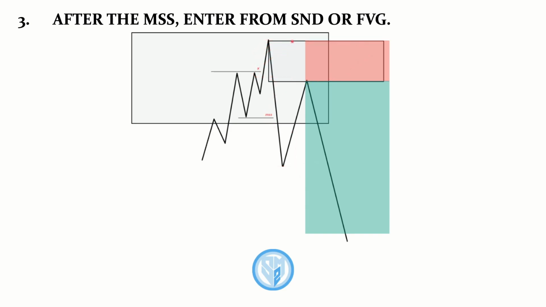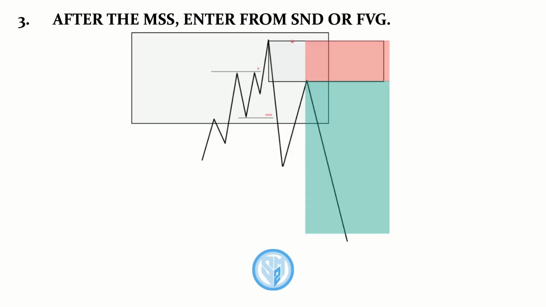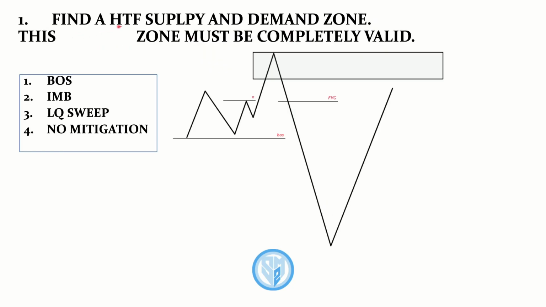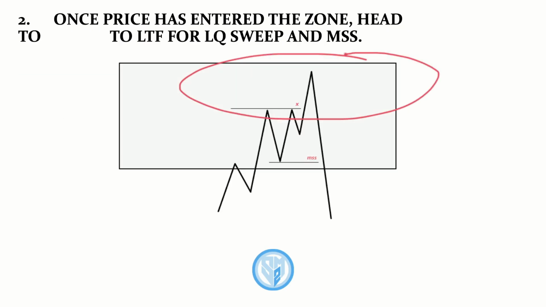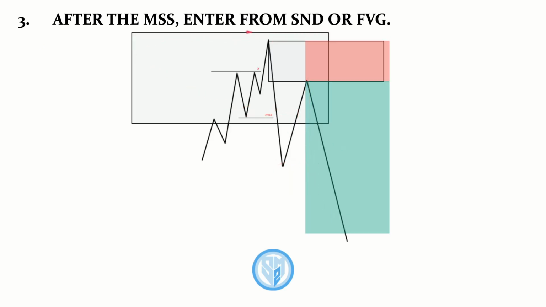But yeah, guys, that is the 3-step process. This video is really simple. This is the 3-step process that you want to be taking on the lower time frame when you're trading off of a higher time frame supply and demand zone. Again, you find your valid zone, you look for your liquidity sweep, and then your market structure shift, and then you simply wait for an entry from supply and demand on the lower time frame. It's an easy 3-step process.